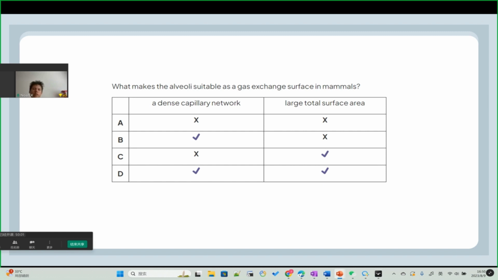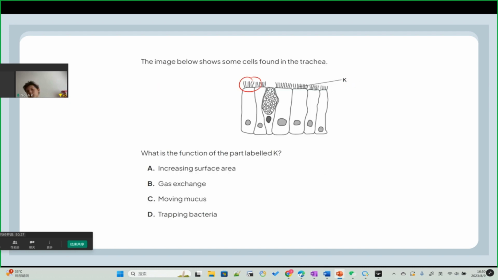D. Suitable for mammals. Yep. Okay. Well, it doesn't need to differentiate between mammals and other animals, because all the animals will require the same characteristic of gas exchange surface, both a dense blood supply and also large surface area. How about this one?